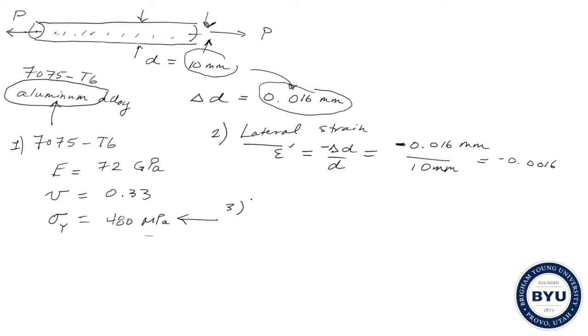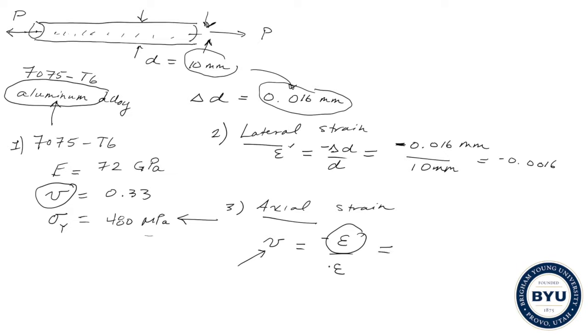Okay, now let's figure out the axial strain. Poisson's ratio is going to be equal to minus the lateral strain over the axial strain. We know Poisson's ratio, that's given right here, and we also just computed the lateral strain. So we can plug in these two known quantities and solve for the axial strain epsilon, which gives epsilon equal to minus 1 over nu epsilon prime. And we plug the numbers in and we get 0.004848.